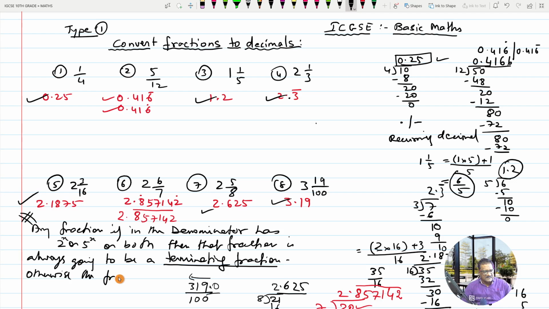Otherwise the fraction will be non-terminating. Now non-terminating doesn't necessarily mean that it will be recurring, because if a fraction is non-terminating, that means the remainder will never be 0. But then again, in the non-terminating case, you have two cases: either you will get a recurring or you will get a non-recurring. So both things are possible.